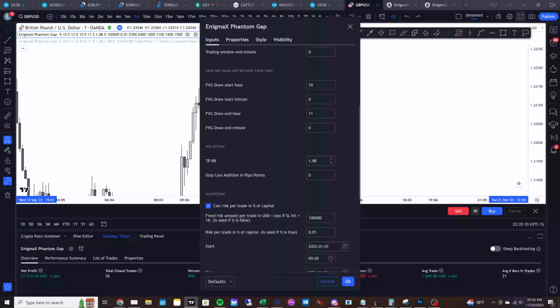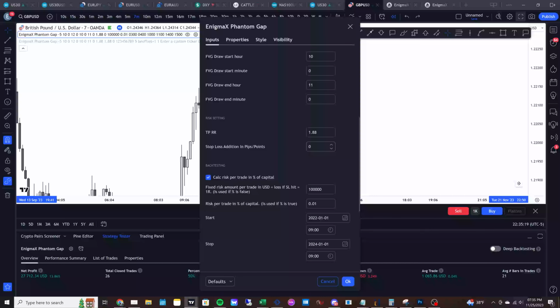Again, your TP settings, there's no break even in the back testing, so it's just take profit. So set your take profit, and then if you want to add a buffer in pips or points to the stop loss, just to give yourself some breathing room.